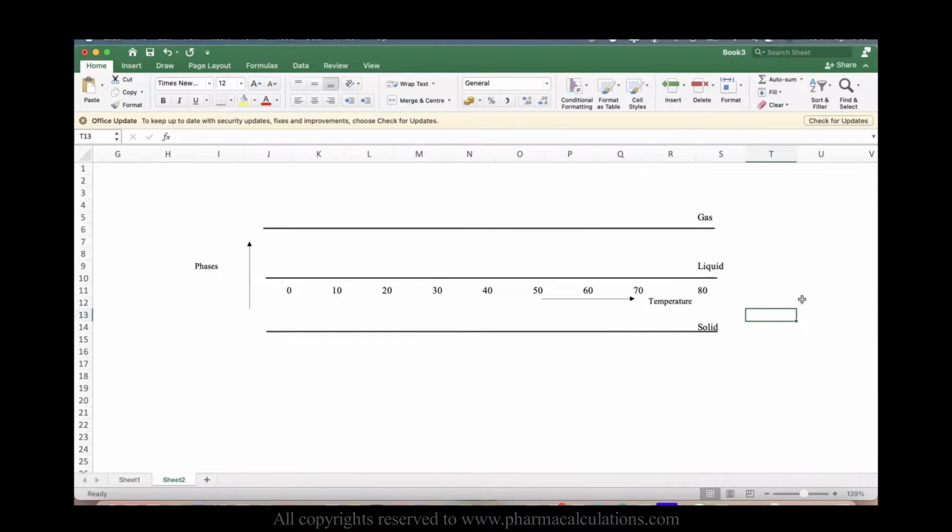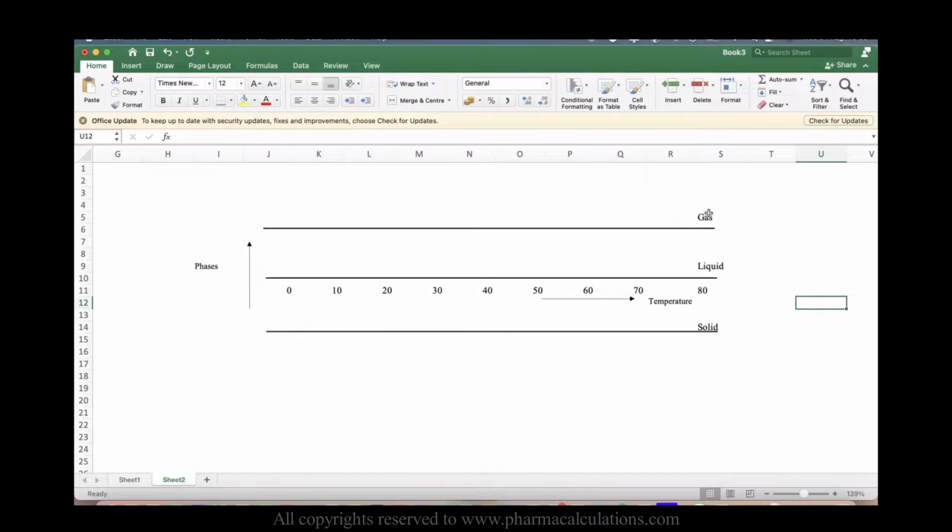Here we have a total of three phases: the gas, liquid, as well as solid. The horizontal axis indicates the temperature, and the vertical axis, the y-axis, indicates the change in phases. So here we have the solid phase, liquid phase, as well as the gaseous phase.